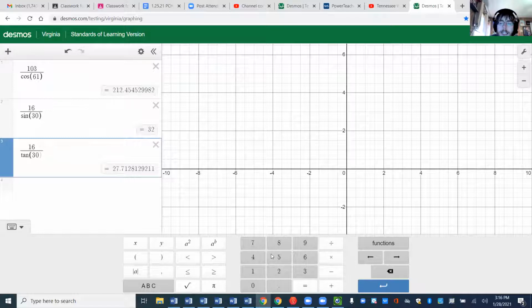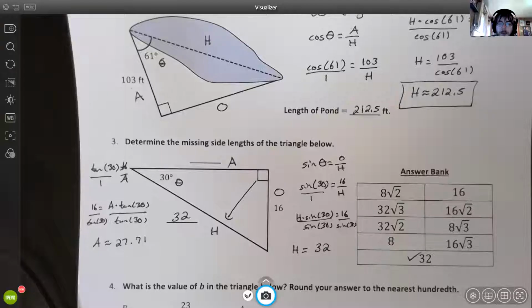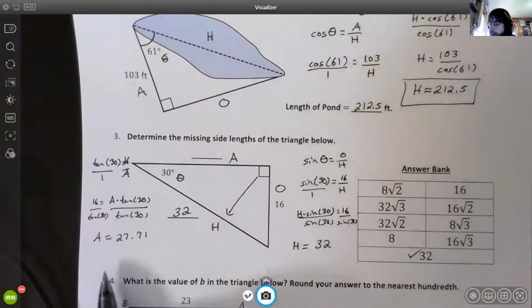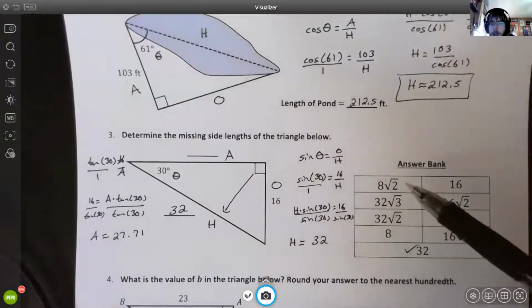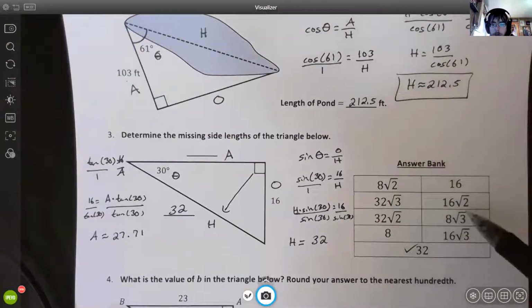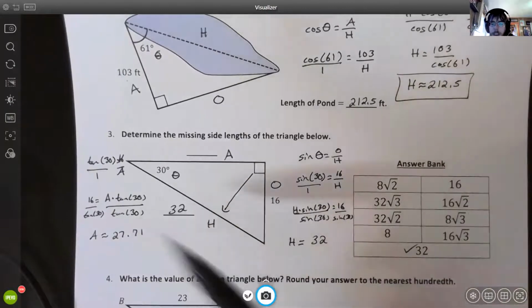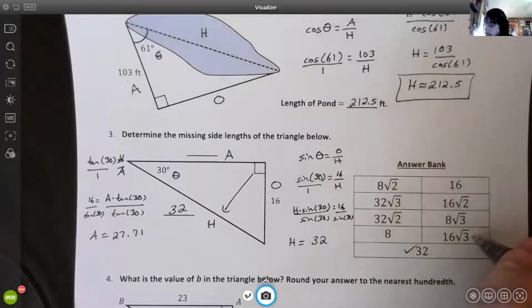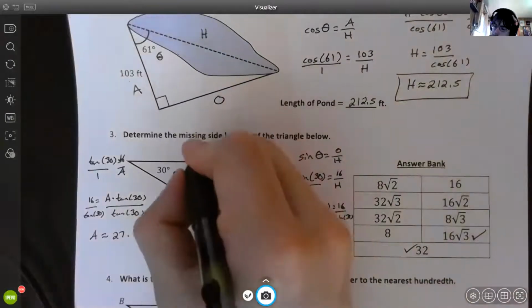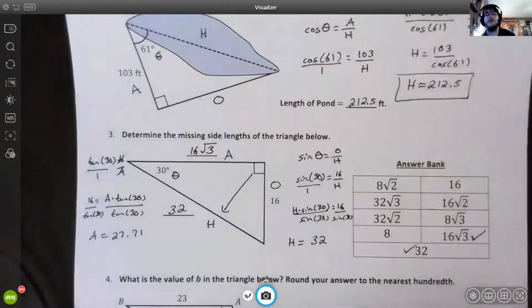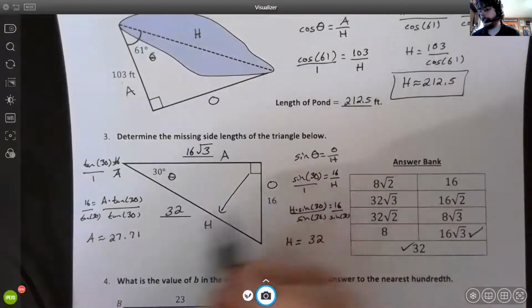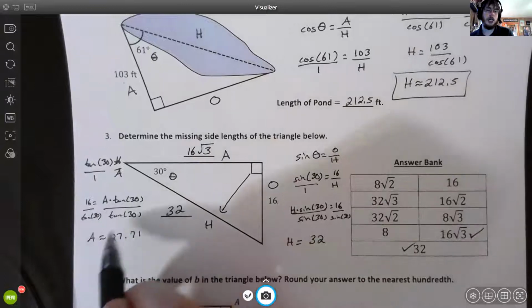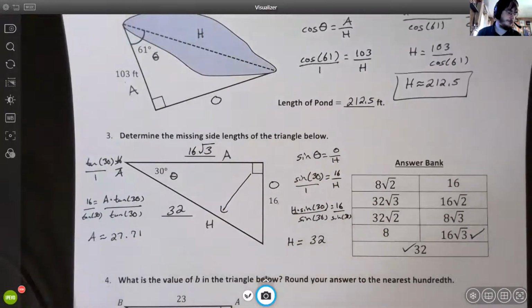Now, if you'll notice, you have an answer bank here. So what you need to do is see which one of these matches up with 27.71. So you can look through each one of these, plug them into the calculator, and see which one matches up. I'm going to tell you that the one that matches up is 16 root 3. Okay? And if you had done the Pythagorean theorem with 16 and 32 and you did it correctly, you would also get that same decimal. Okay?